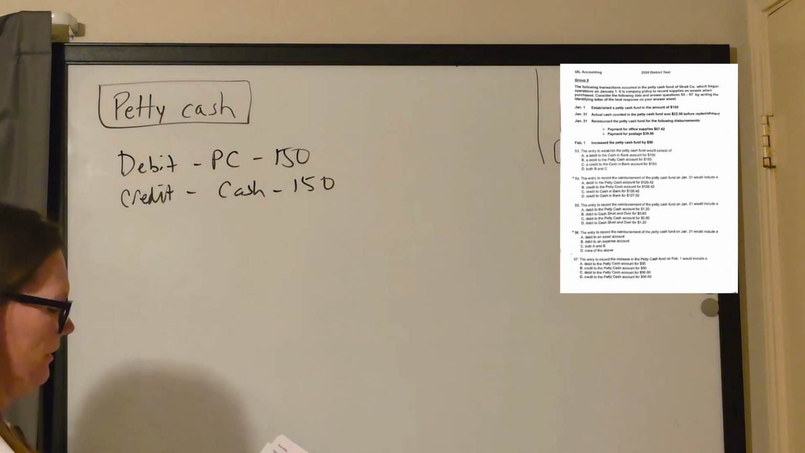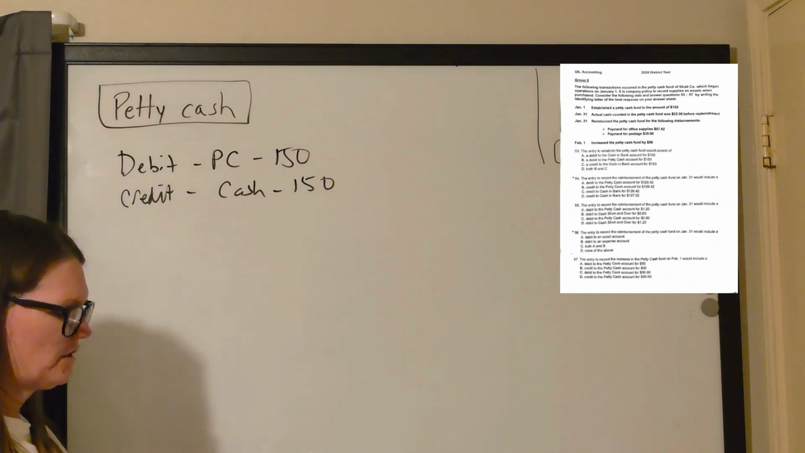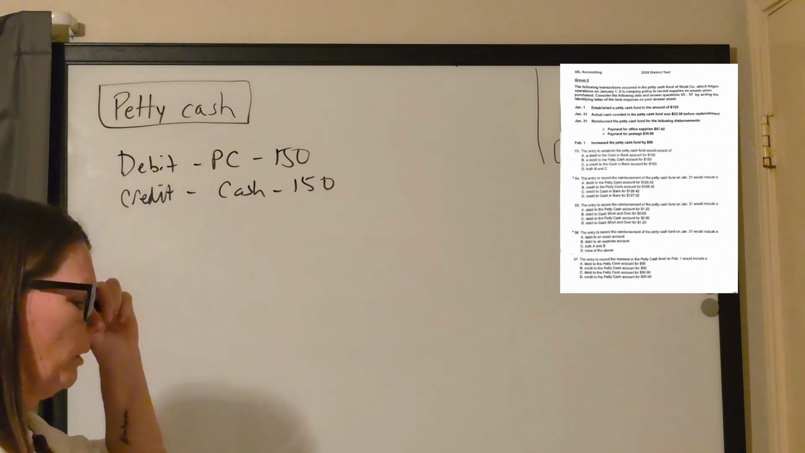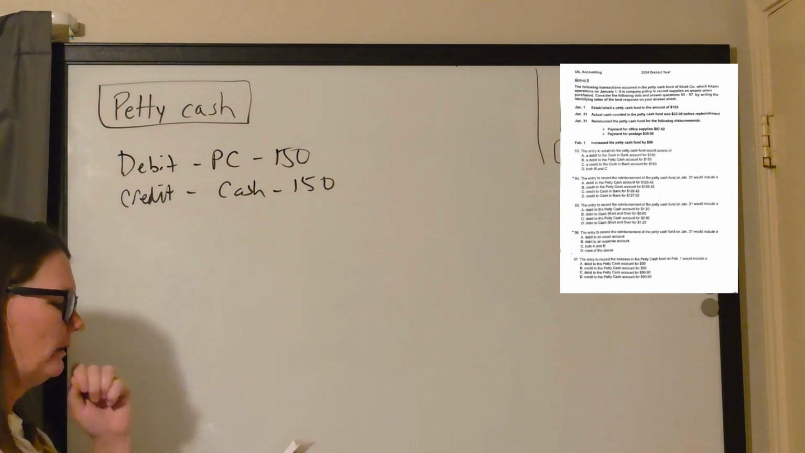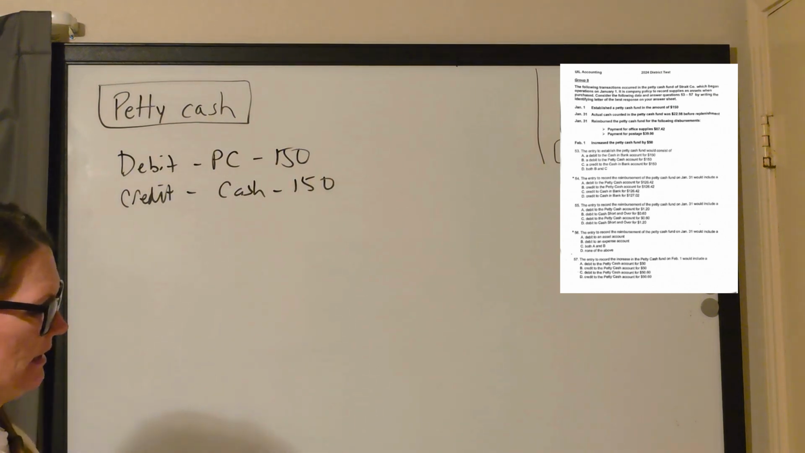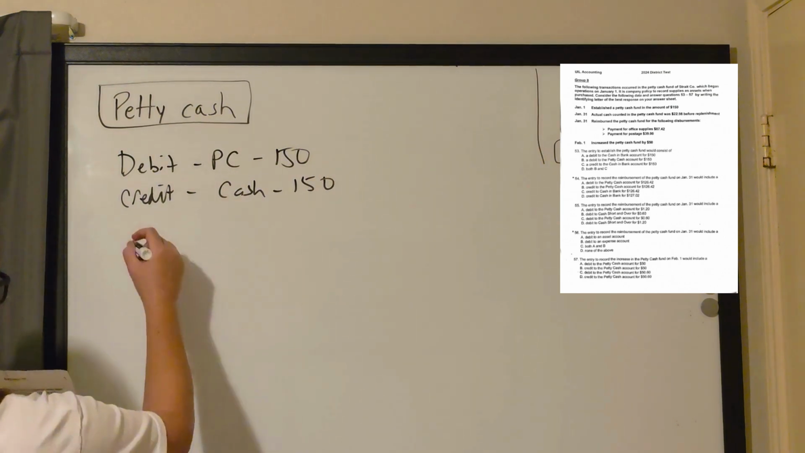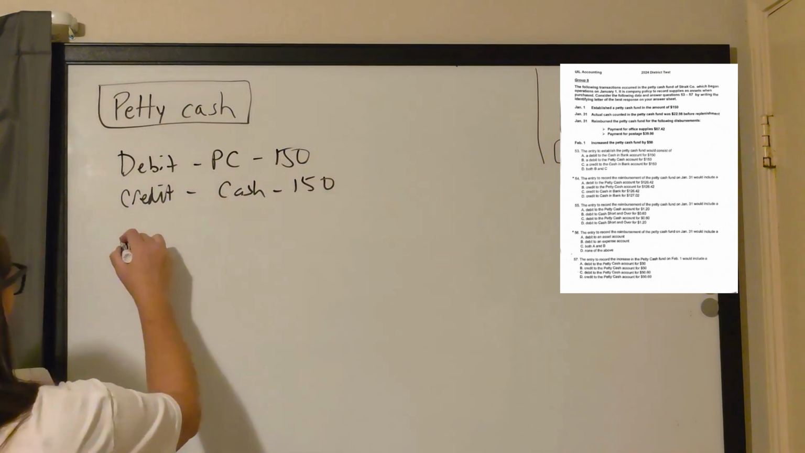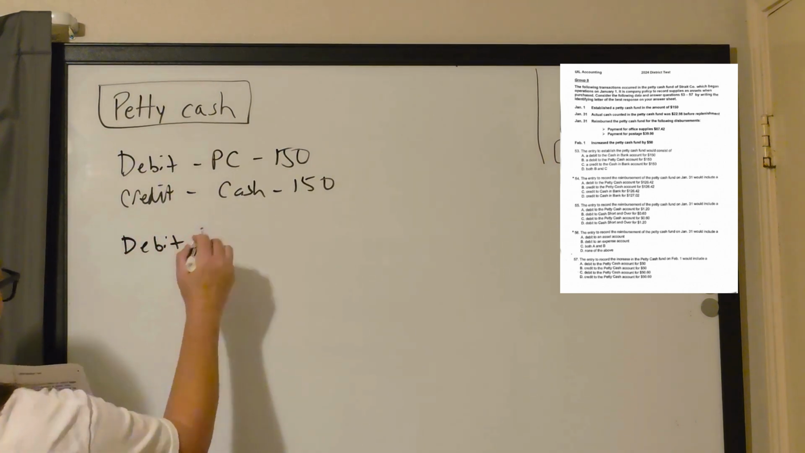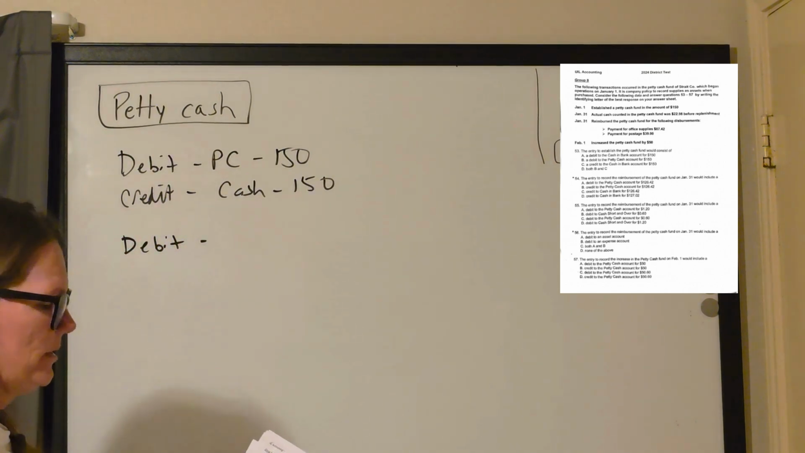All right, number 54. The entry to record the reimbursement of the petty cash fund on January the 1st would include what? Okay, well, let's look at what we did here. We spent our money on the following things. So let's go ahead and now we're replenishing. So we're going to debit the accounts that we spent the money on.